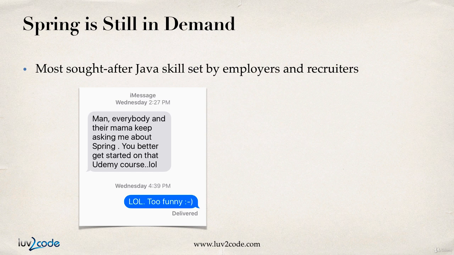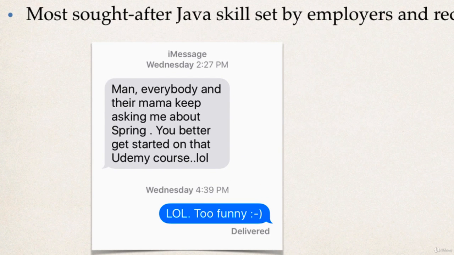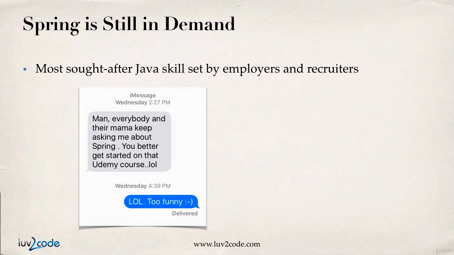And this is really funny. I have a friend of mine I used to work with on a previous job. He's in the process now of interviewing for a new position. I spoke with him last week, and he sent me a text message that said, "Man, everybody and their mama keeps asking me about Spring. You better get started on that Udemy course, LOL." This is some American slang: everybody and their mama, meaning every recruiter he's talked to and every employer he's interviewed with is asking him a good deal about Spring. So again, it's a very good skill set to have on your resume.